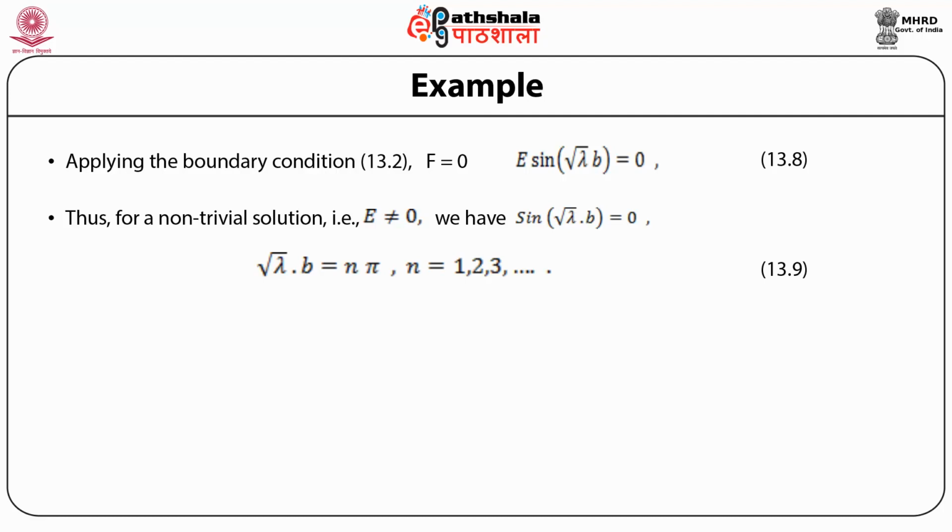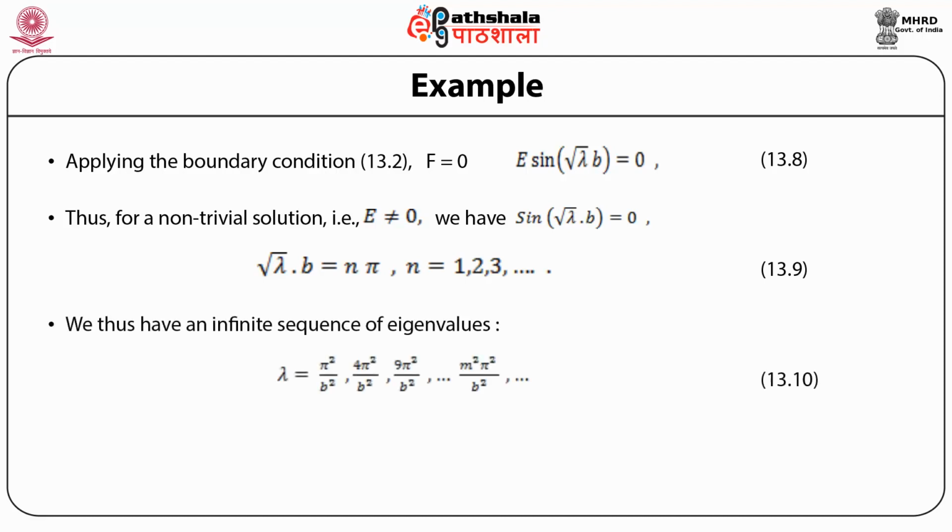For the solution to be non-trivial, e is not equal to 0, therefore sine of under root lambda b must be equal to 0, which is possible if under root lambda b is equal to n pi, where n is an integer. Thus we have an infinite sequence of eigenvalues. Lambda is equal to pi square by b square, 4 pi square by b square, 9 pi square by b square, and so on and so forth. So in the case lambda positive, with the boundary condition as specified above, a non-trivial solution exists and the eigenvalues are given in terms of squares of integers.